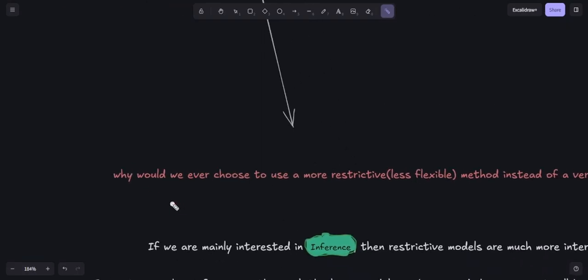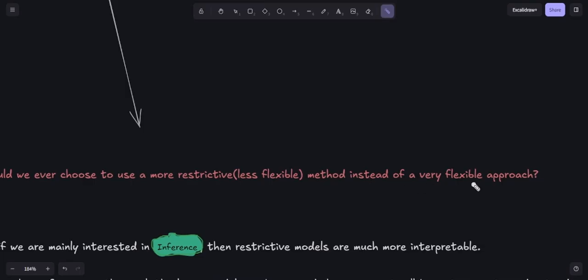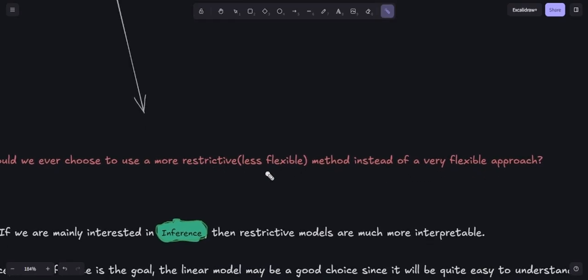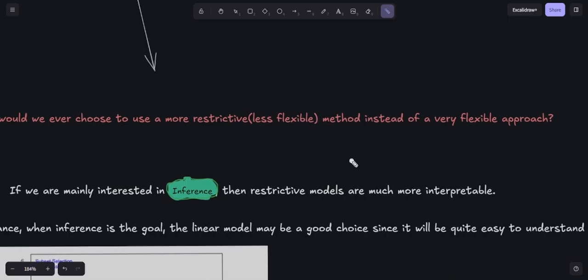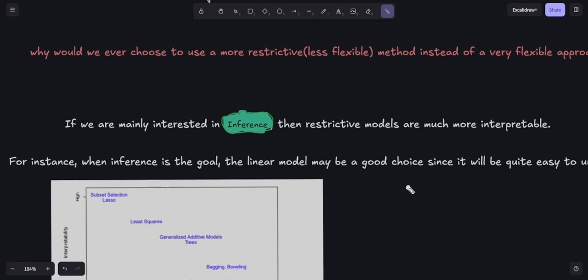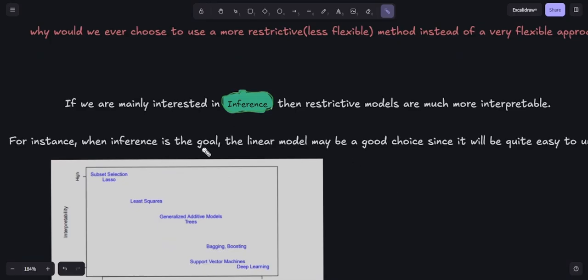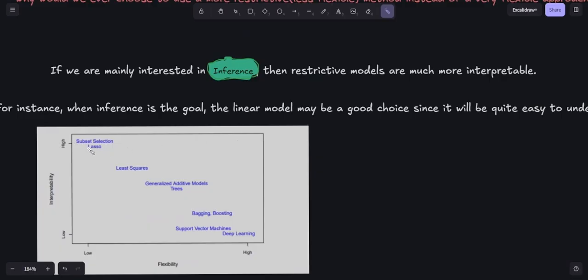So why would we choose a more restrictive model rather than a flexible method? More restrictive means less flexible, and the less flexible one is linear regression. Why would we be interested in a less flexible model rather than a very flexible model? If you are interested in inference, then restrictive models are much more interpretable. For instance, when inference is the goal, the linear model may be a good choice since it will be quite easy to understand. This is like a subset of linear regression, so you can just say linear regression here.